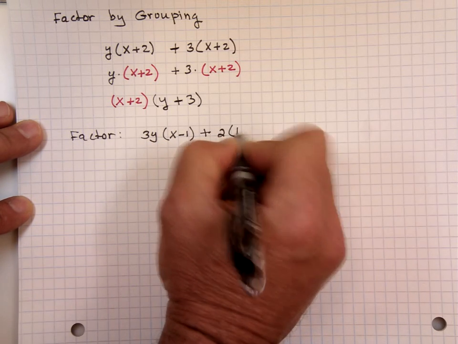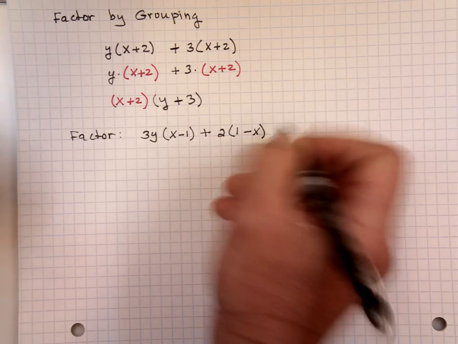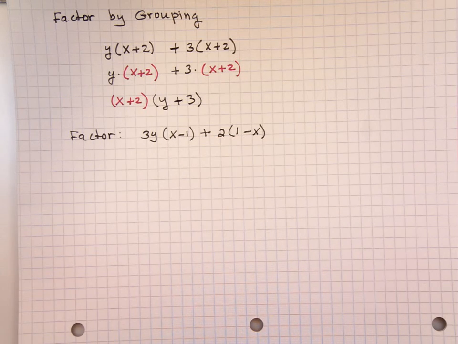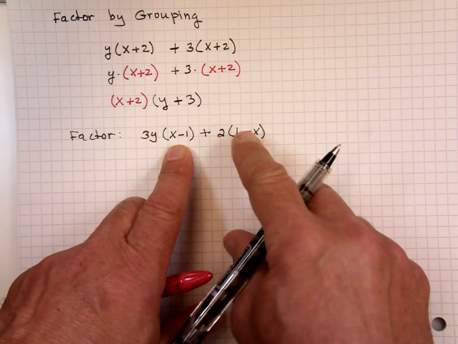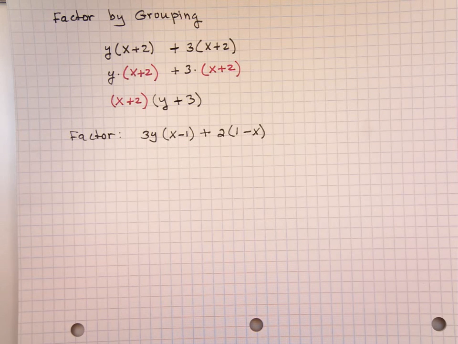Uh-oh, we got a problem. This is x minus 1, this is 1 minus x. It's backward. Well, if something is backward, it's not really a problem. Why? Let me go to the side here and write this.